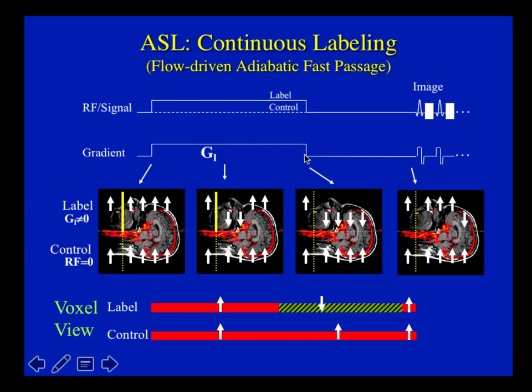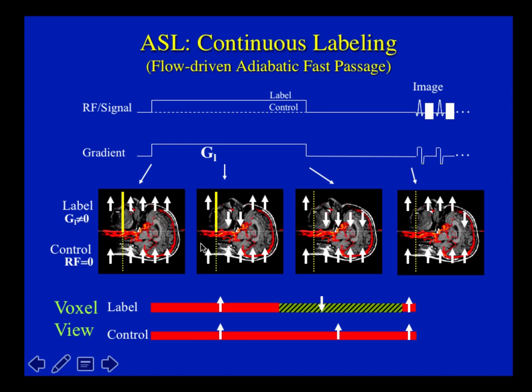At this point, we turn off the gradient and the labeling and let the inverted blood flow into the tissue. Here's a situation where all the inverted blood has arrived at the tissue, but the blood vessels proximal to that have now been filled with unaffected blood, because during this post-labeling period, there is no tagging at all.